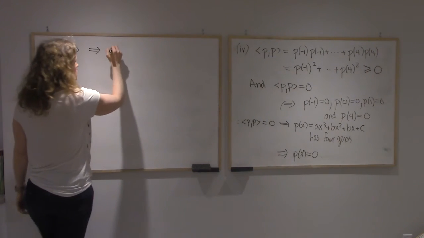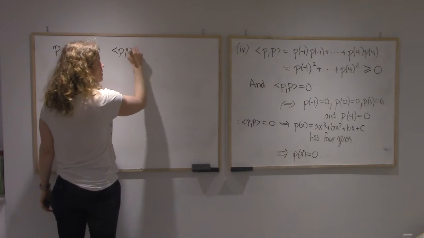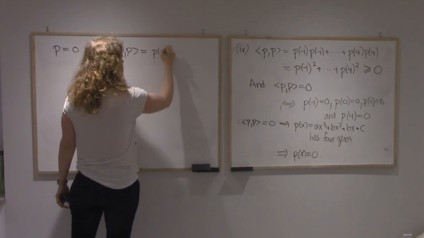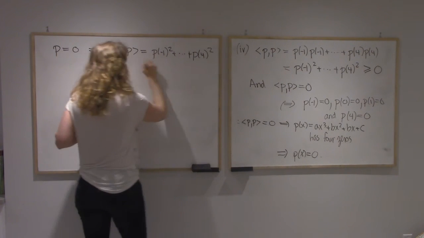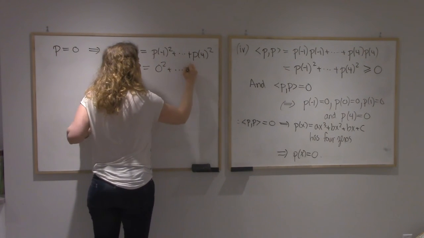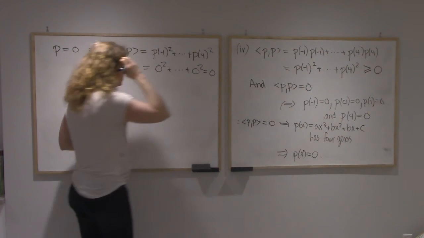That means the inner product of P with itself is P of minus 1 squared plus up to P of 4 squared. All of these are zeros, and so I get 0.